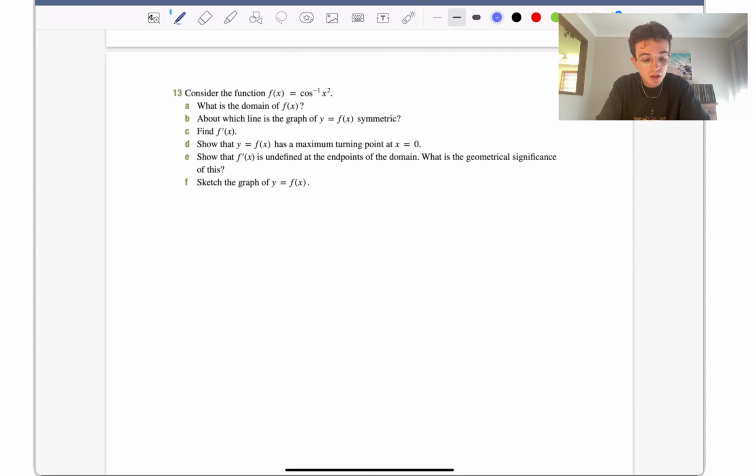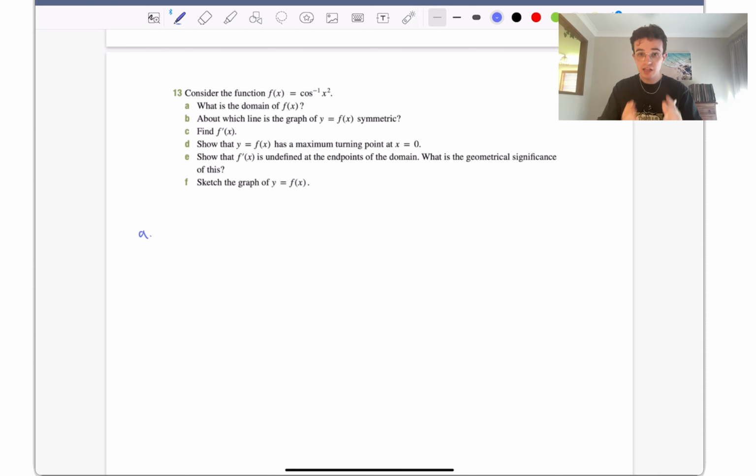Last example for this video. Consider the function y equals cos inverse of x squared. Now we're thinking, what is the domain of f of x? The domain of x squared is all real x, and the domain of cos inverse of x is minus 1 to 1. We should know from our inverse functions topic that the domain of the composite function cannot be any greater than that. So x squared is not going to magically make cos inverse of x bigger than its original domain.